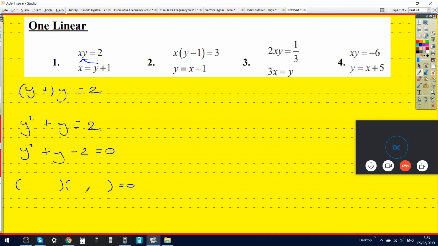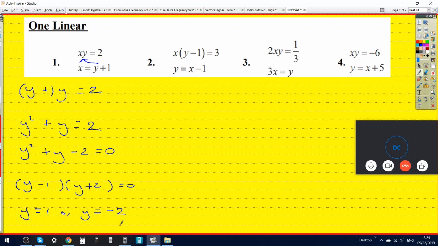Is it plus 1 minus 2? That would give you minus y. We want plus 1y. Minus 1 plus 2, okay. Okay, so y equals 1 or y equals minus 2.